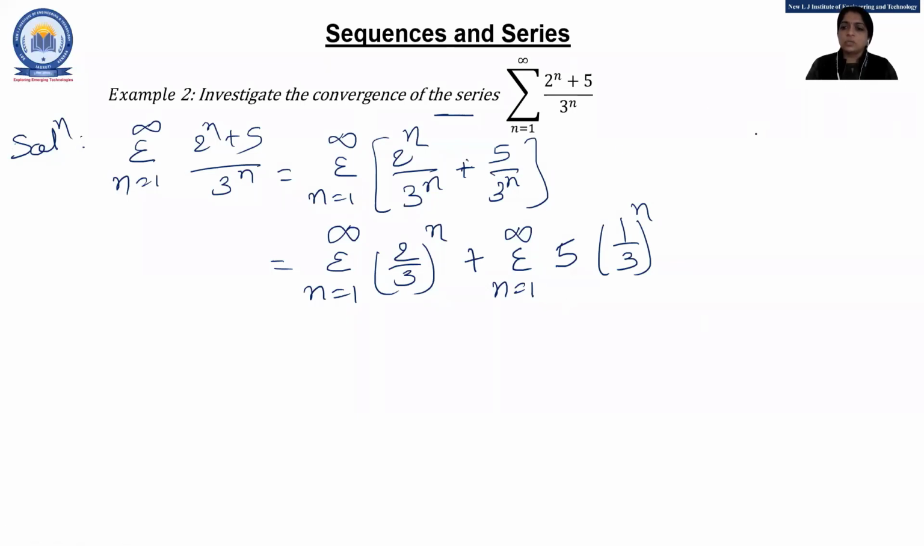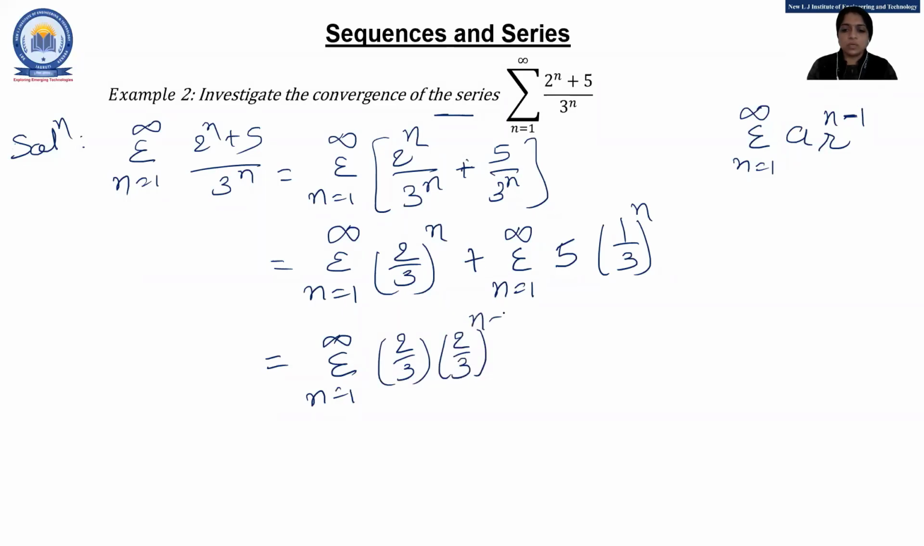As you know, the general form of the geometric series is summation n equals 1 to infinity a r raised to n minus 1. But here we have n. We want r raised to n minus 1. For that, I am putting n equals 1 to infinity, and if I keep 2 by 3 into 2 by 3 raised to n minus 1, then both are the same.